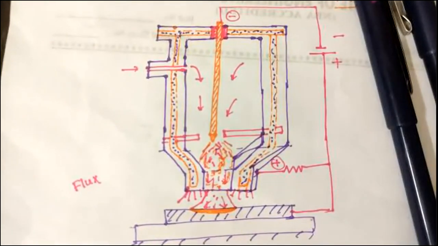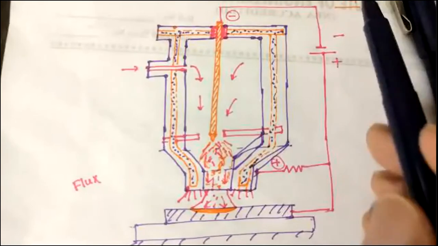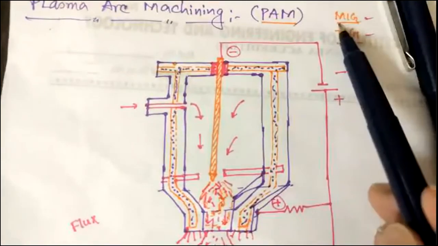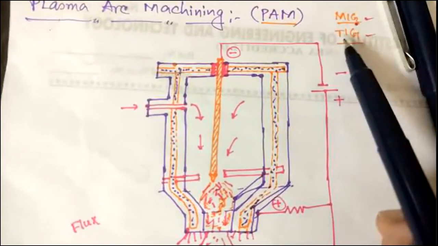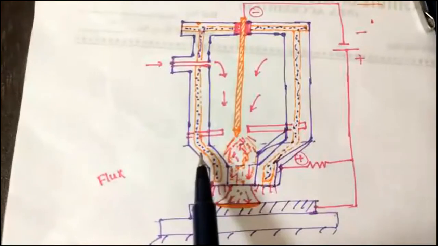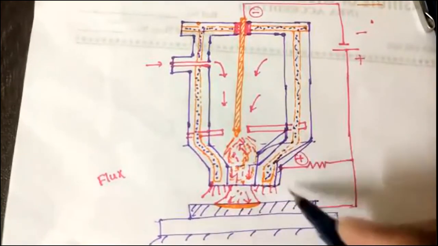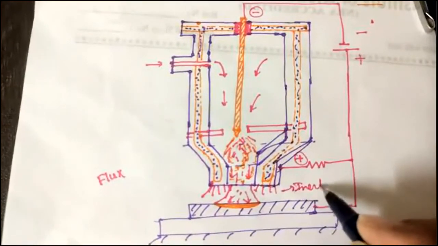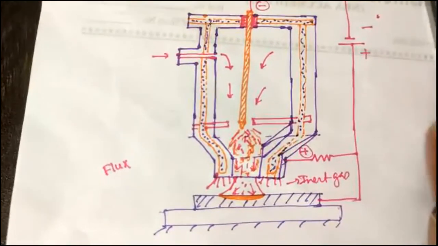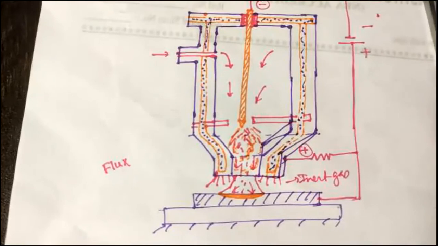Can anybody tell me what is the function of flux? Or can anybody say what is the function of inert gases in MIG and TIG? I said metal inert gas welding, tungsten inert gas welding. What is the function of this inert gas? And here also I said we are going to use some inert gas which will come out. This is inert gas. Can anybody tell me what is the function of inert gas?